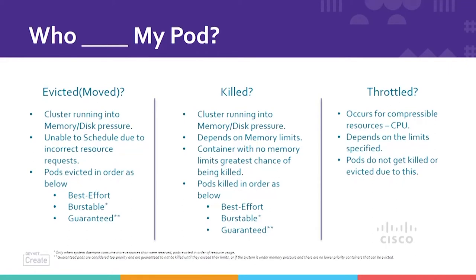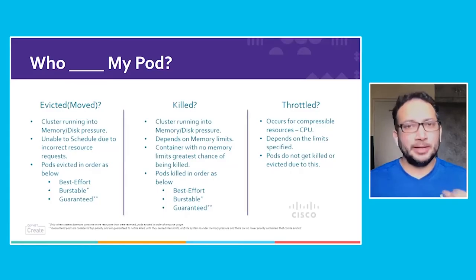If it's not able to schedule resources, then the pods are evicted in order of best effort, burstable, and then guaranteed. Moving on to killed. Your pods are typically killed again when your cluster is experiencing memory or disk pressure. And this depends on the memory limits. Also, containers where you have not defined any memory limits have the greatest chance of being killed. And the pods are again killed in order of best effort, burstable, and guaranteed.